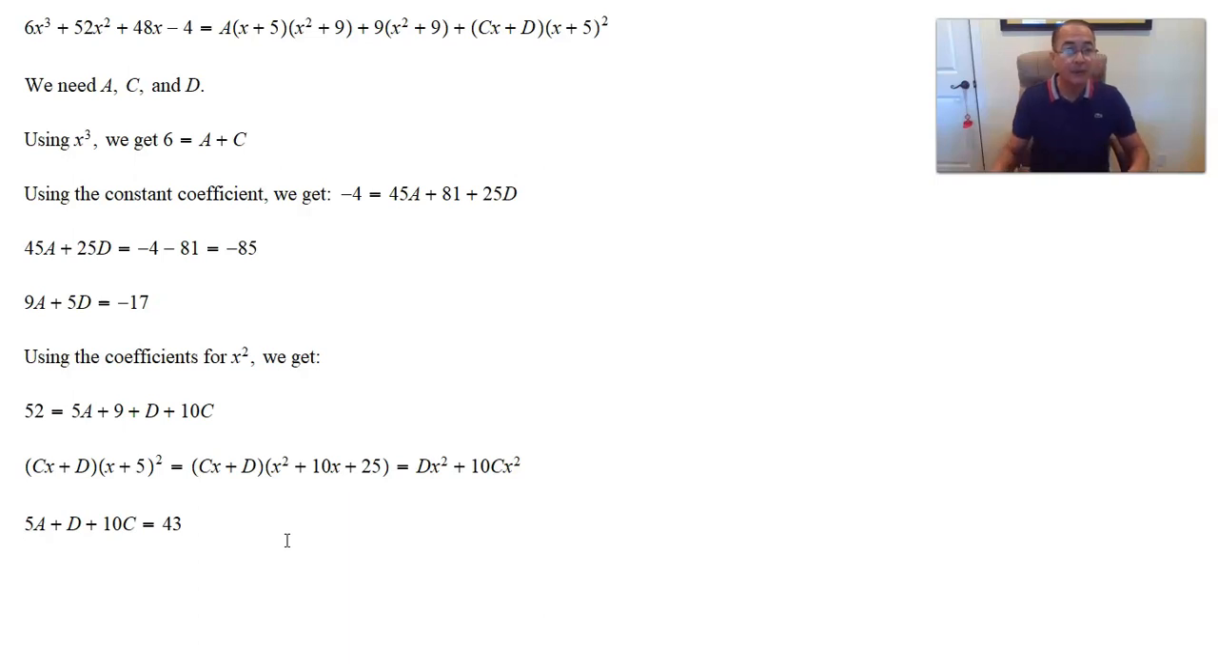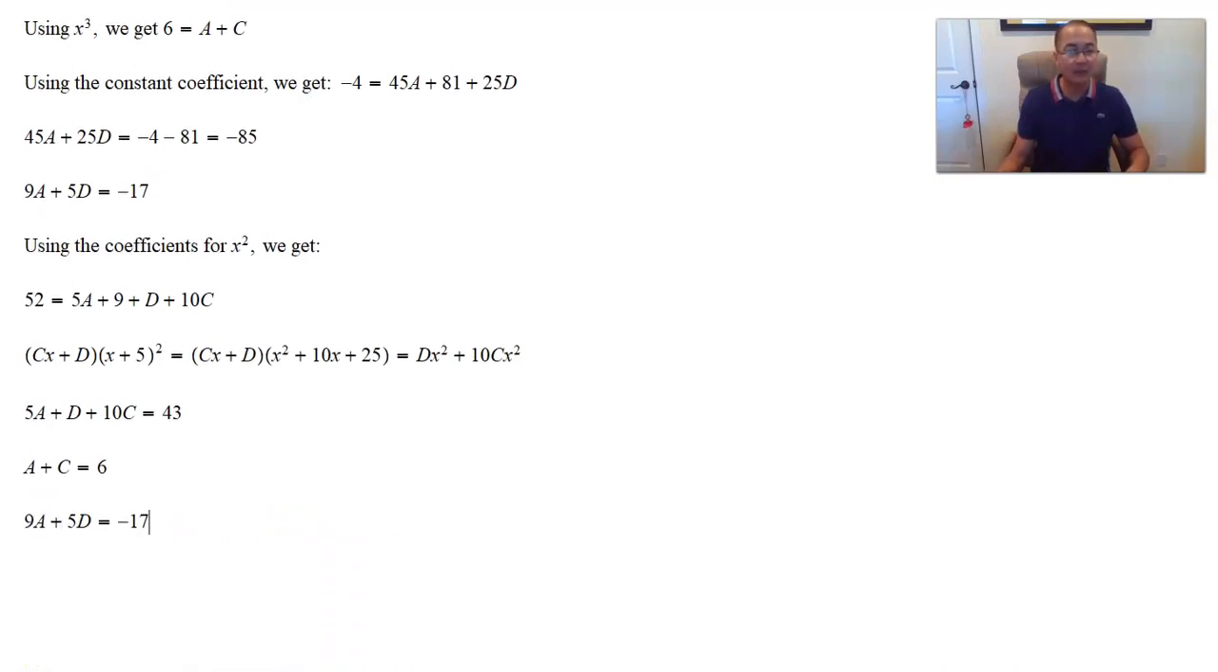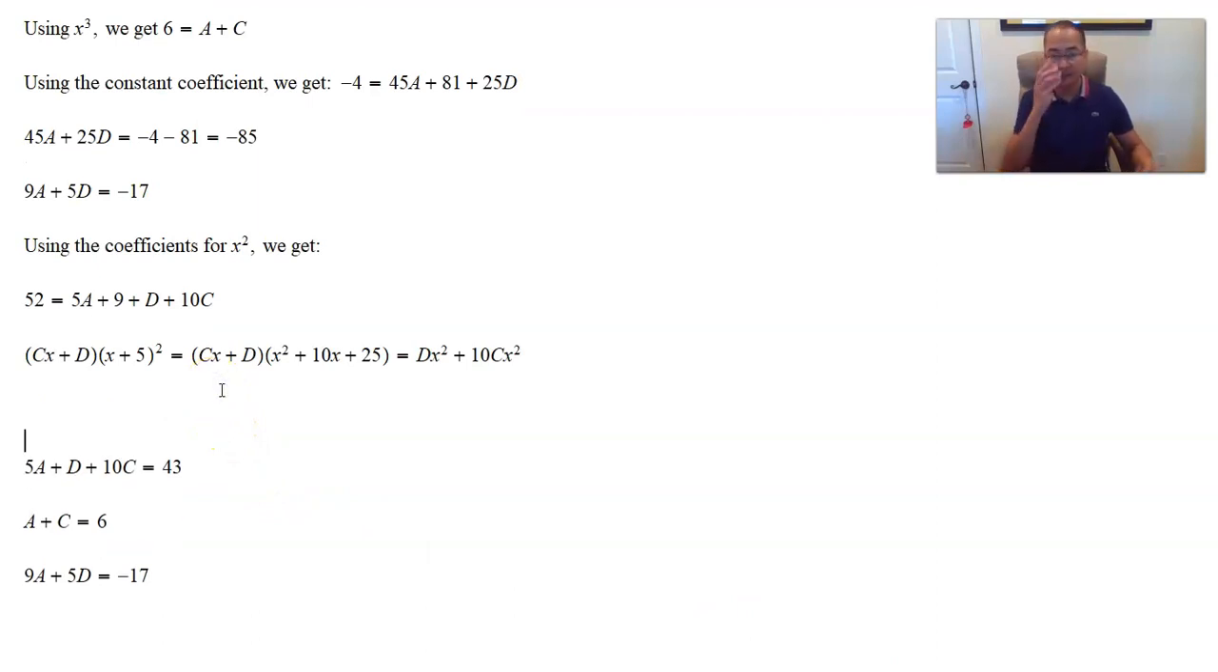Okay, so we have 2 more equations. We get a plus c equals 6. So let's write that in the natural order here. And we have 9a plus 5d in the natural order equals minus 17. Okay, so this is our system of equations. Yeah, this is the messy part of this method.